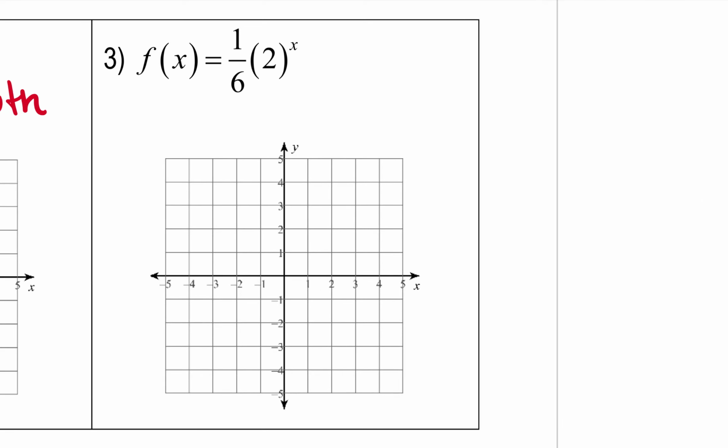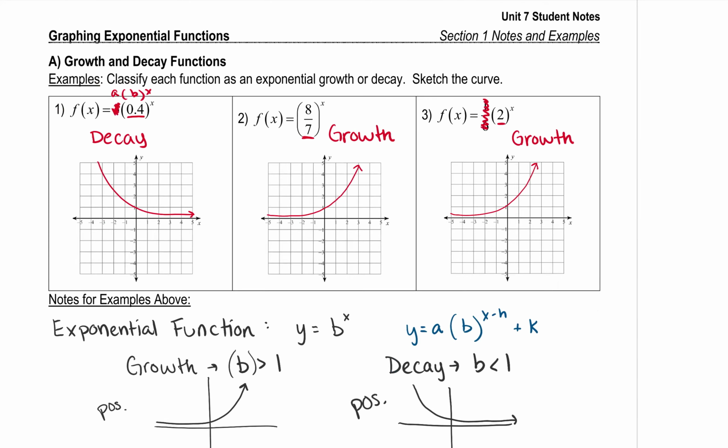Number 3. Okay, I have b is my base. I don't need this a, this number in the front. 2 is greater than 1, so it is growth. And again, growing, I'm positive, so I'm going up away from the x-axis. So that's basic growth and decay.